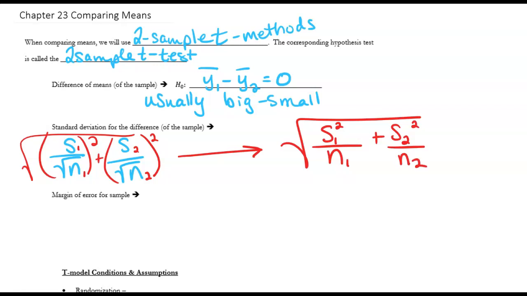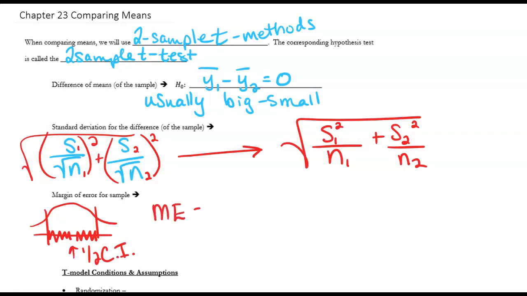To find the margin of error, remember, if I have a confidence interval, the margin of error is just the half. So it's half of the confidence interval. To calculate the margin of error, it's critical t times the standard error, which is that big thing right there. I don't really want to write it all again.